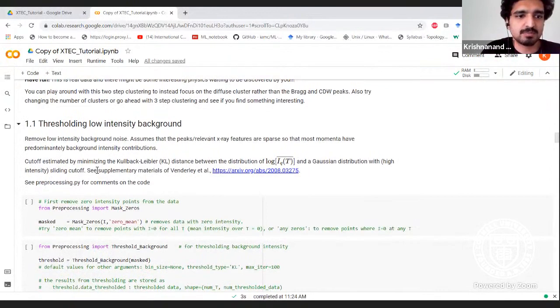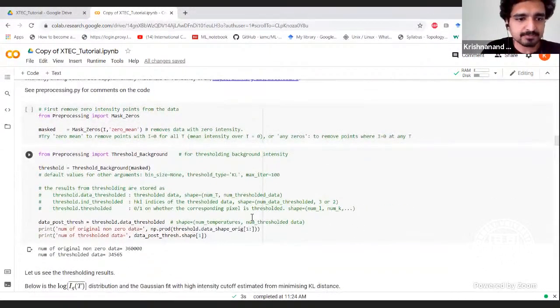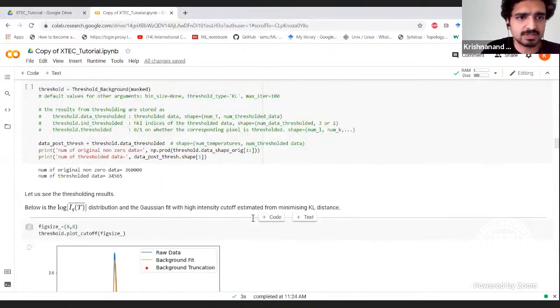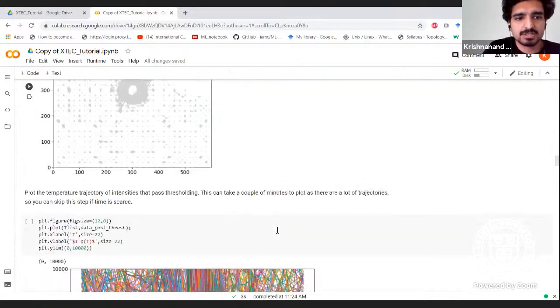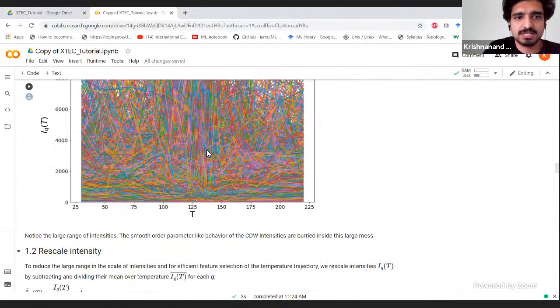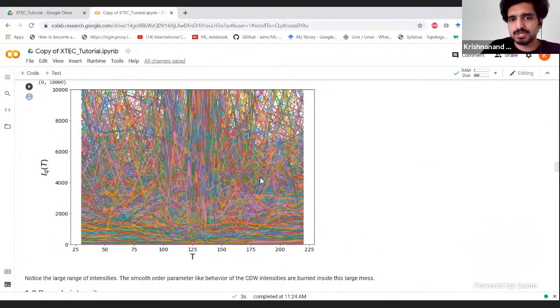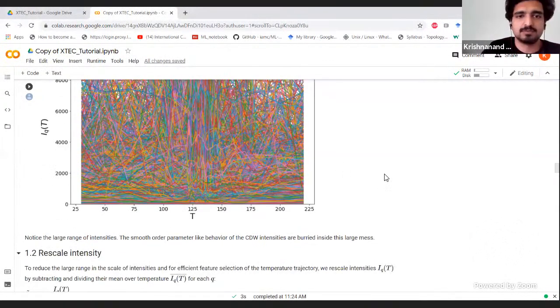So this is the thresholding part, which removes the low intensity noise. And you can see what it does. This is the density of intensities, and it identifies the cutoff, which will select the interesting features that you see. So that's the first step. And you can see that these are the intensities that pass the thresholding, which is a mess. And we want to find a nice order parameter from this large volume of intensity data.